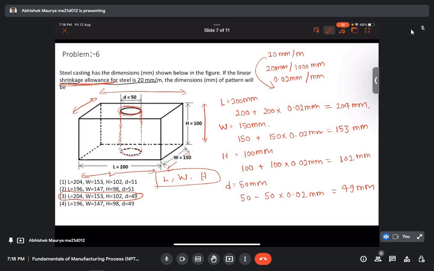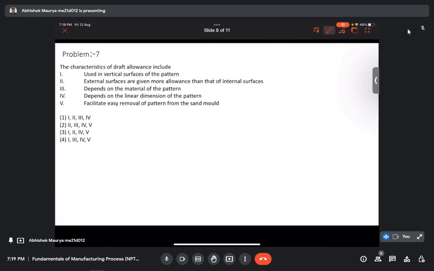So am I clear in this question, or do you need some help to understand at some point? If you're finding any difficulty understanding any point in this question, please unmute yourself, otherwise we shall move to the next question. Okay, it seems I am clear to everyone, so let's move to the next question.